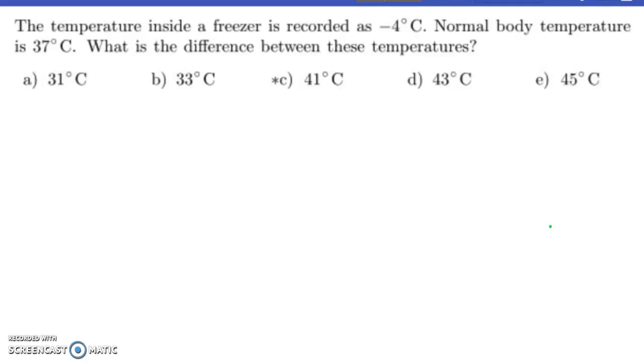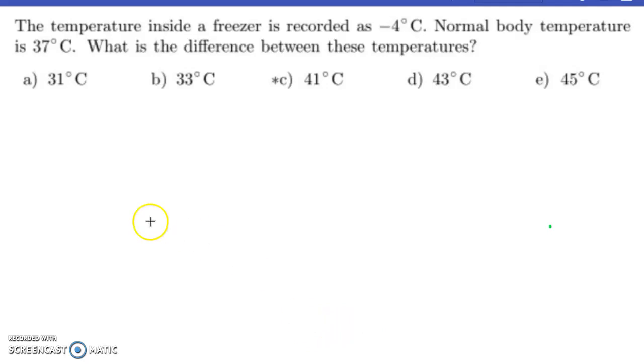Hi everybody, this is your last question, question number 5 on CR number 3 multiple choice. And here we go. It says the temperature inside a freezer is recorded as -4 degrees Celsius. The normal body temperature is 37 degrees. What is the difference between these two temperatures?